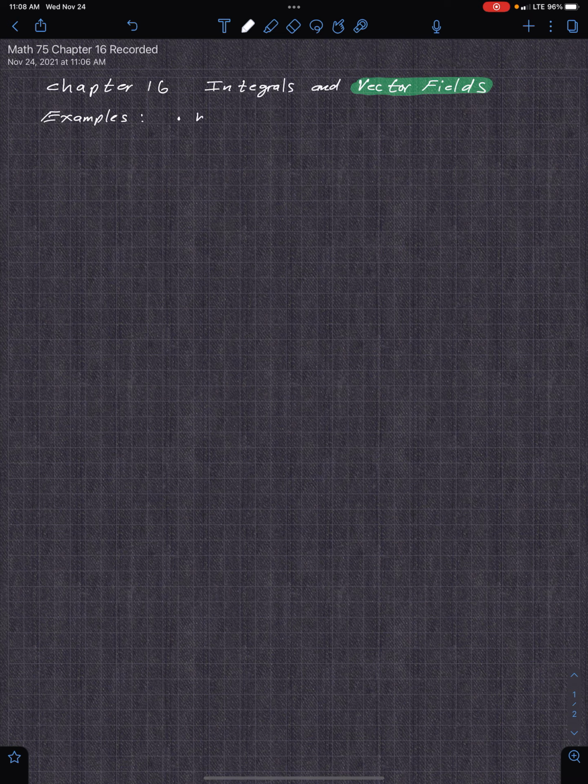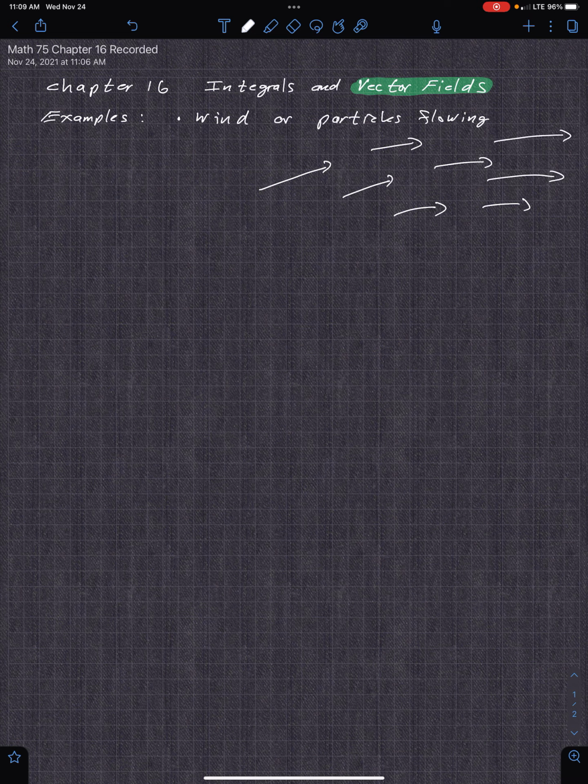Simple examples would be like wind or particles moving. So it's like particles flowing, or particle flow. And you can picture it changing as it goes around a mountain or something, where the velocity may change and speed up. So the longer the arrow, that's your vector, the higher speed it has. And then it can be smaller like this.